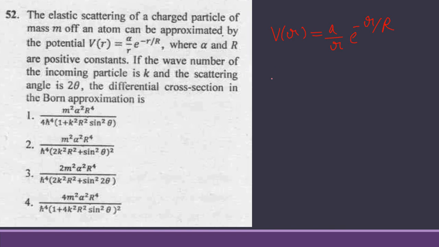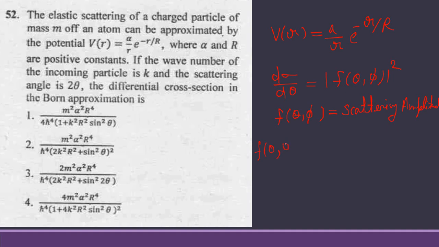Okay. So for this, the Born approximation, the differential cross section d sigma by d omega is equal to mod f(theta, phi) square, and f(theta, phi) is the scattering amplitude. Okay, so you need to remember the formula of scattering amplitude in Born approximation. So this is the only way to solve this question.